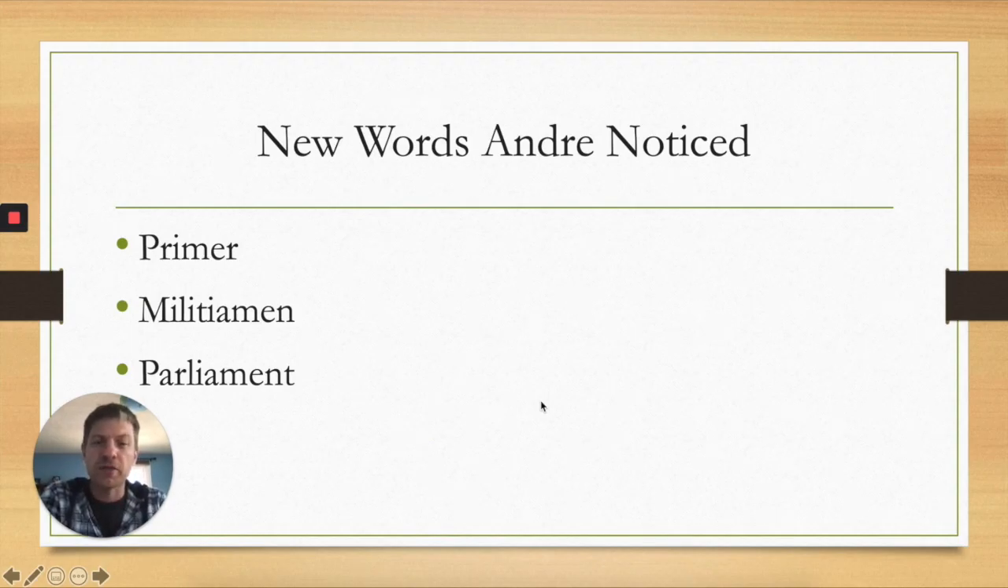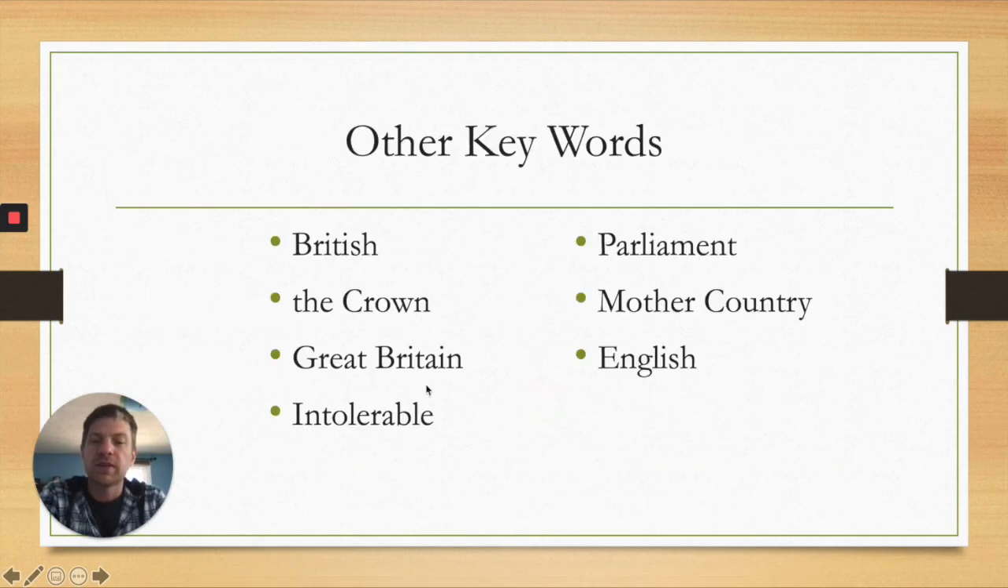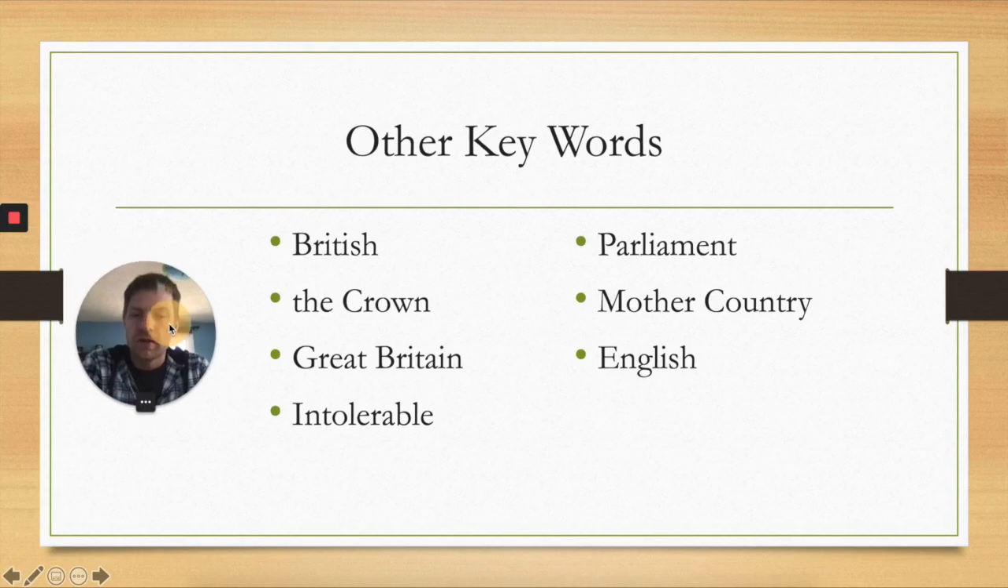There are some other key words in this text. So those were words that were new to him that he didn't know. But there were also some really important key words, words that I have a feeling are going to come up a lot in this expedition because they came up a lot in the text. And the next slide is going to show us what those words are, I think. There they are. All right, so we heard the word British. We heard the word the Crown, Great Britain, intolerable, Parliament again, mother country, and English.